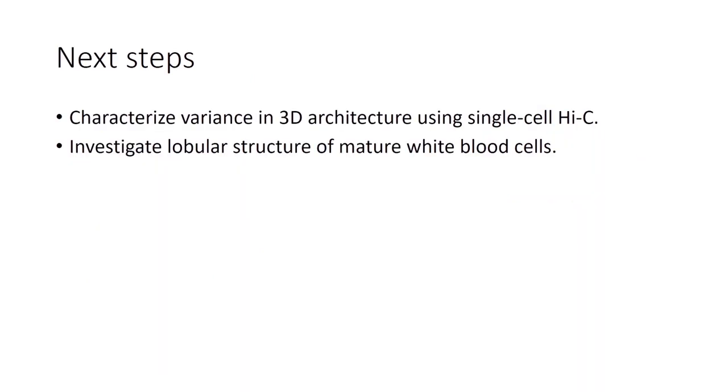So what we're looking at now is moving on from this kind of bulk analysis, which is looking at a heterogeneous population of cells, to start using the single cell Hi-C assay, a variant of which has been developed in the Shendure lab. The single cell Hi-C allows us to characterize not just what the population looks like, but changes in single cell architecture from one cell to the next. In particular, we're interested in trying to understand in the mature white blood cells how the chromosomes organize into different lobes in mature white blood cells, and we can look at that with the single cell technology.